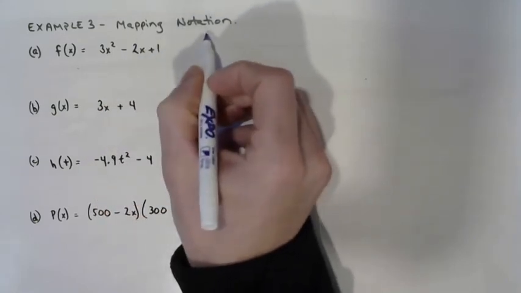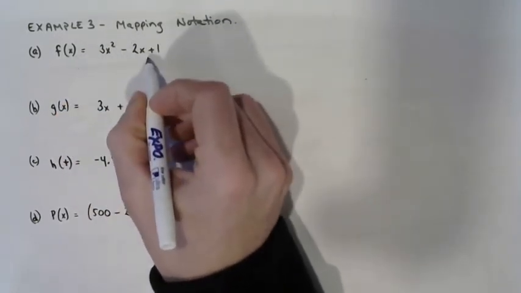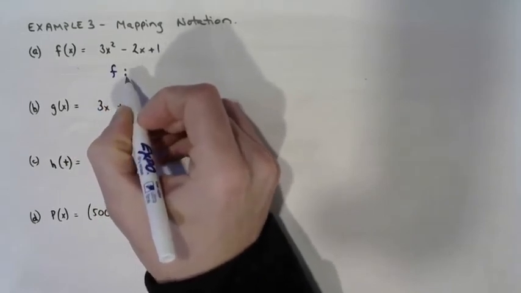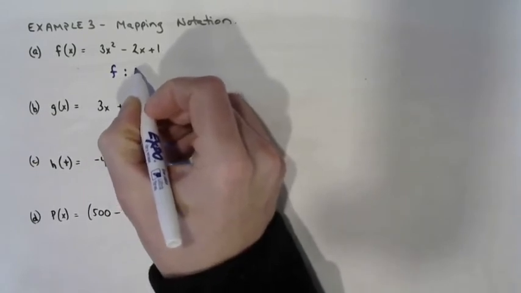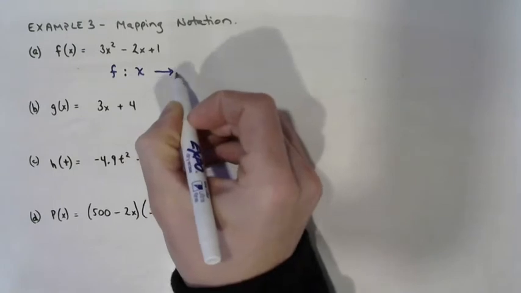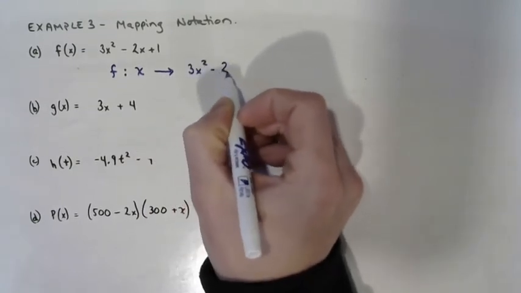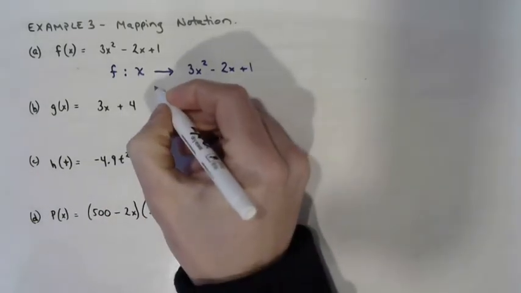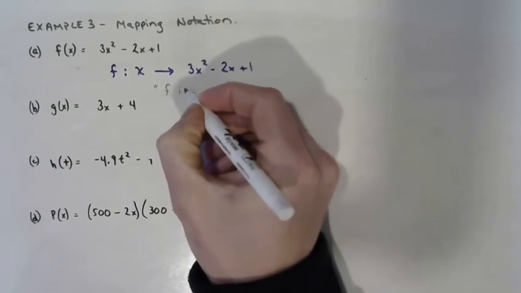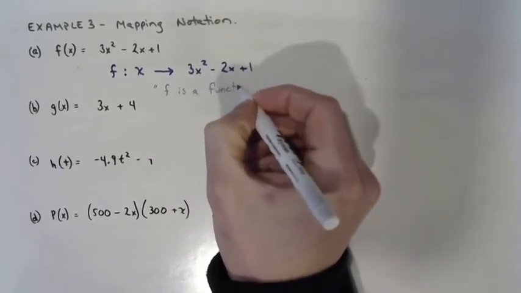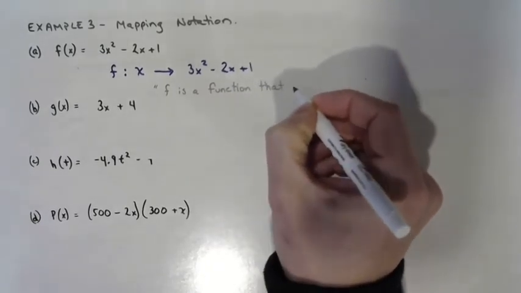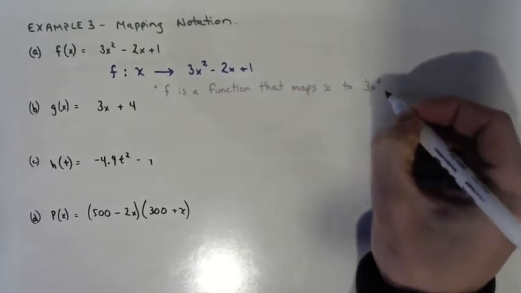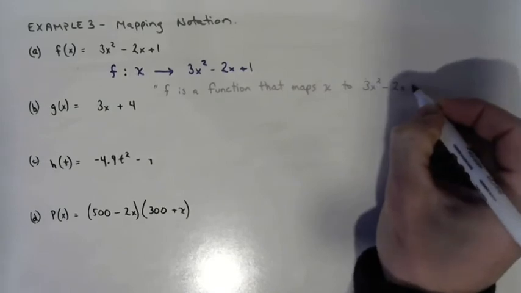Function mapping notation. This is function notation right here. Okay, get familiar. And mapping notation is this. F is a function that maps x to 3x squared minus 2x plus 1. Wait a minute. What did he say? Okay, here's how you read it. F is a function that maps x to the expression given, 3x squared minus 2x plus 1.